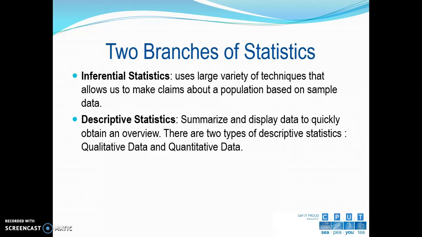Secondly, we have descriptive statistics. It summarizes and displays data to quickly obtain an overview of your study. An example is an average class mark. There are 2 types of descriptive statistics: qualitative data and quantitative data.